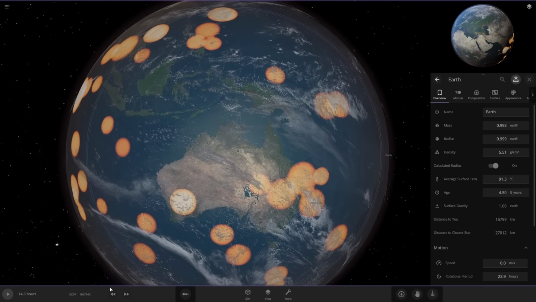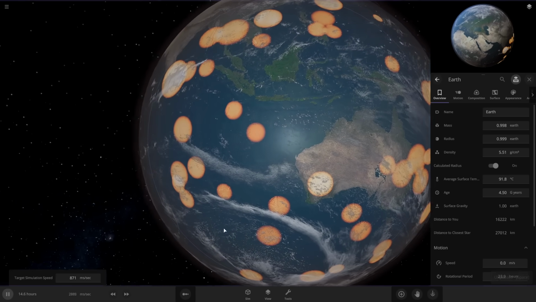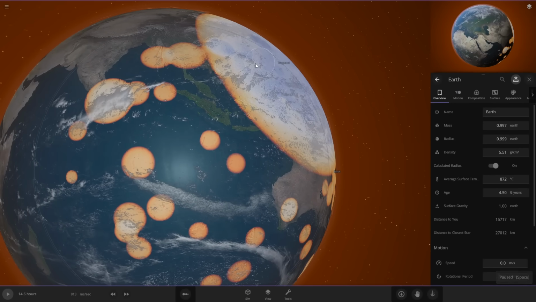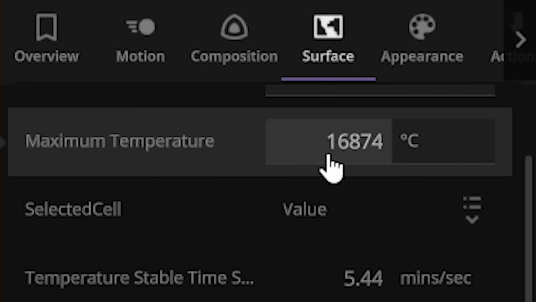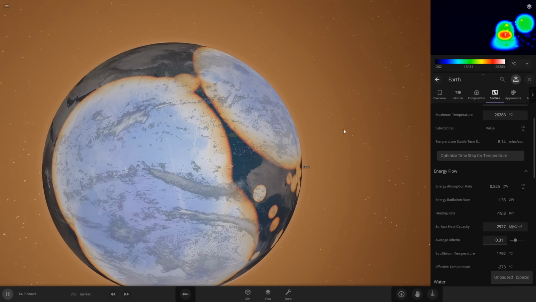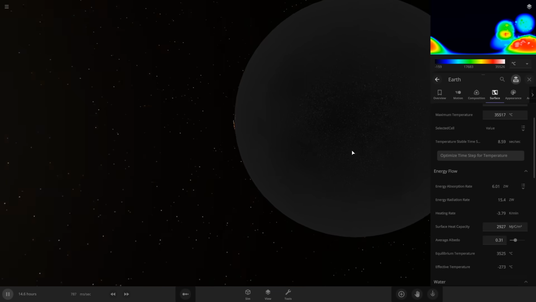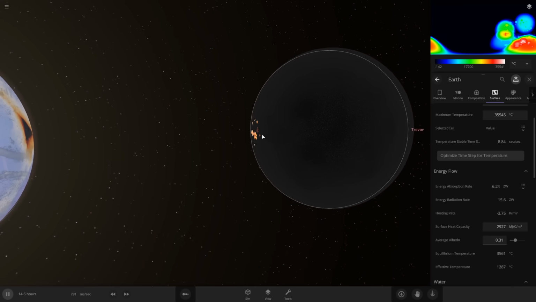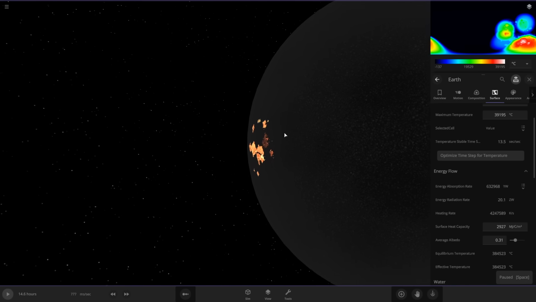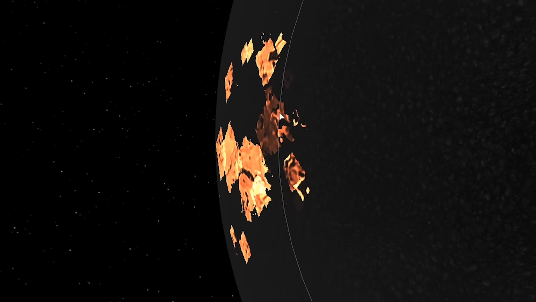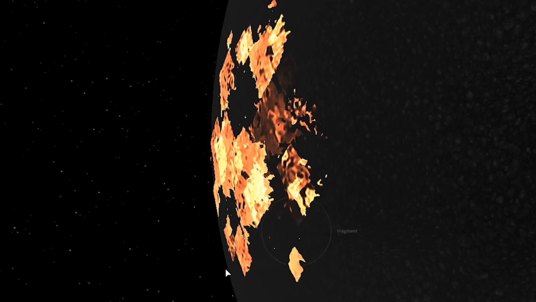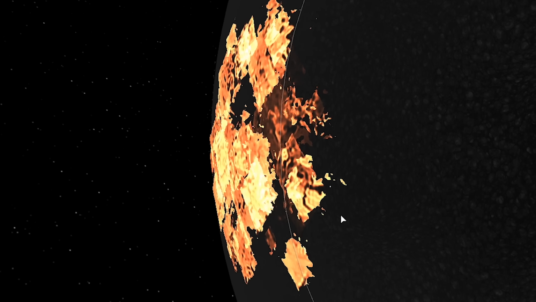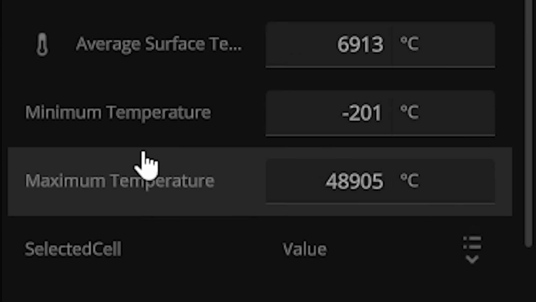But explosions are starting to happen all over the surface of the Earth. That's bad. 16,000 degrees Celsius, you say? Oh God. I like how the Earth has no idea who wants to die first. What the hell is happening over here? They're tiny little railgun pieces of the other Earth. Look at them fly across the screen. Up to 49,000 degrees Celsius.